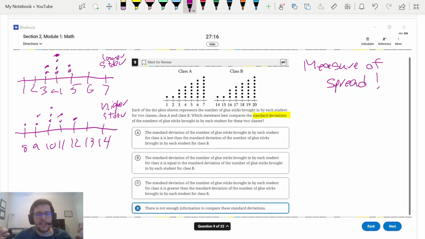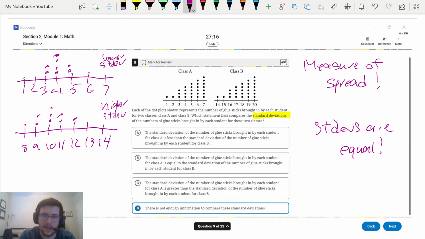Now, if they're spatially arranged exactly the same, they have the same standard deviation. So you see, that's the case in this one. See how both of these are literally the exact same spatial arrangement. It doesn't matter the values on the bottom. What matters is how they're spread out. So we've got 1, then we've got 3, then we've got 4, 5, etc. They're both spatially arranged exactly the same. So that means the standard deviations are equal. So we would go with answer choice B because it says is equal.